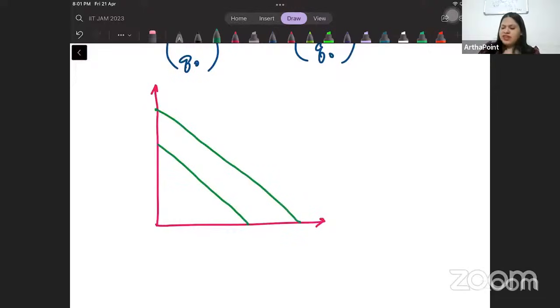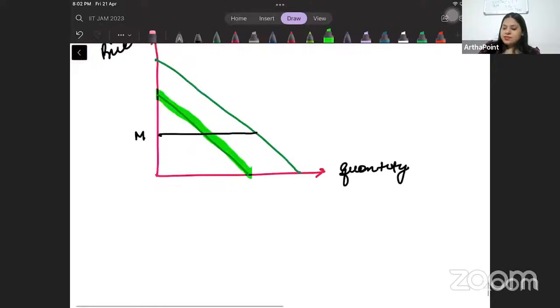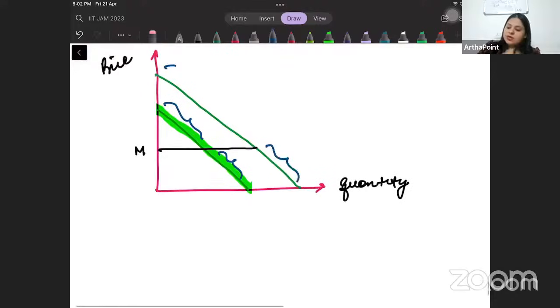Very simple proof, very, very simple proof. I will draw a point M here. This is my price. This is price. Quantity. But along the first demand curve, can you tell me what is going to be the elasticity? It is going to be lower segment by upper segment. Along the second demand curve, elasticity will be lower segment by upper segment.